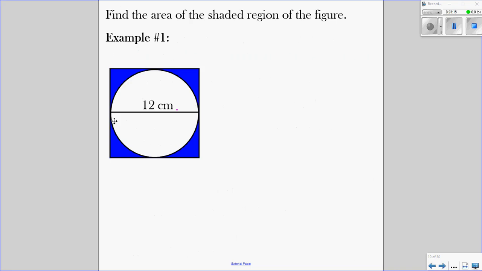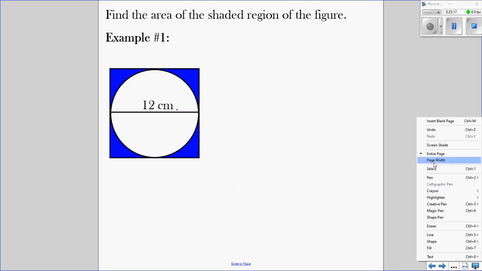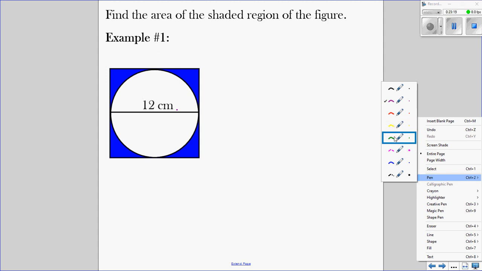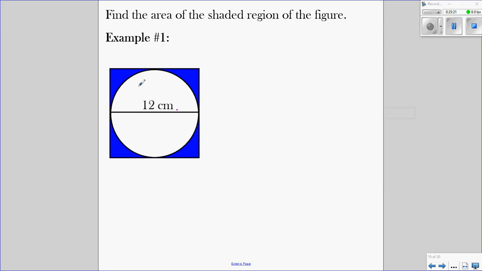So we have this figure. Let me break this down. We have two shapes. We have a square and then we have a circle. For the first one, I need to find the area of the square. I'm going to label it A S for square. And we know that the area of a square is side squared. So now, do we have the side? You're like, we don't have the side.